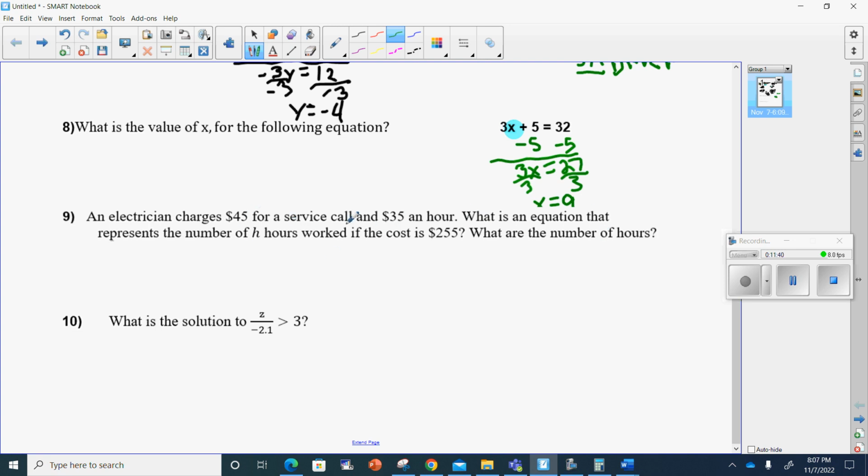First, an equation. I know that I have $35 an hour, so this is going to be 35H, because H represents the number of hours I'll be multiplying to 35. And I get $45 for a service call. So I'm going to add $45 of my fee. I'm not going to get $45 an hour. I just get $45 for showing up. And it says, represents H worked if the total cost, in other words, what I made, was $255.